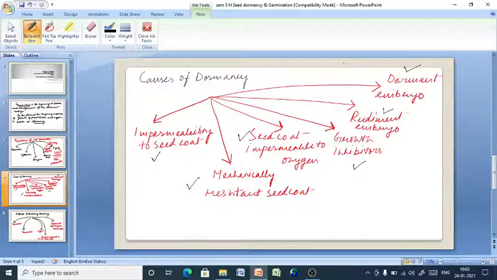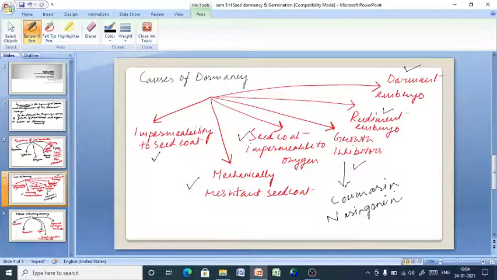And some other chemical compounds like coumarin, naringenin, also act as potent germination inhibitors. So we must know the names of these two compounds. These are coumarin and naringenin. Okay.